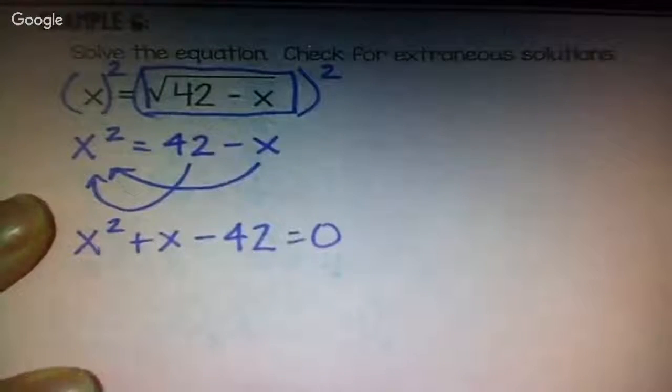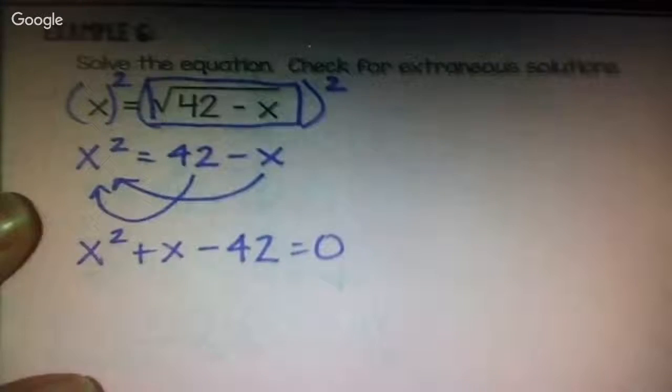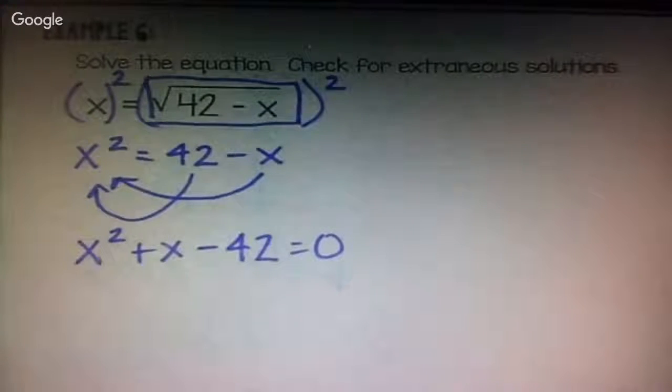Why didn't you just move this over here? Because I don't want a negative x squared. Okay, so Tay just asked, why didn't I just move the x squared? I don't like negatives in front of my leading terms. You can technically move x squared. It doesn't matter. It's very difficult to factor if it's negative, which is why I make it positive.